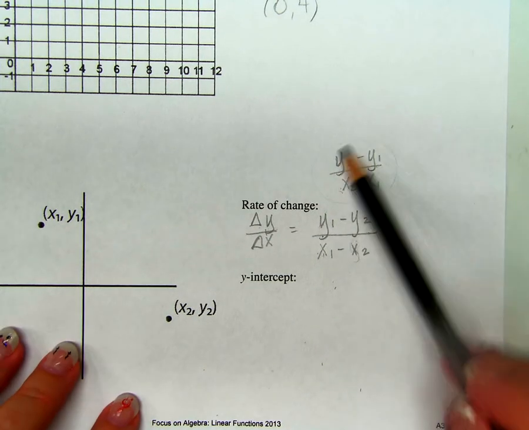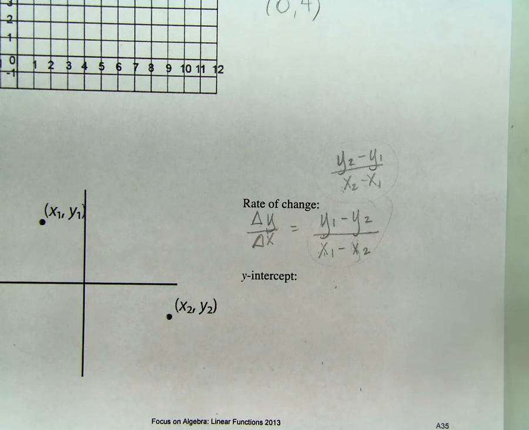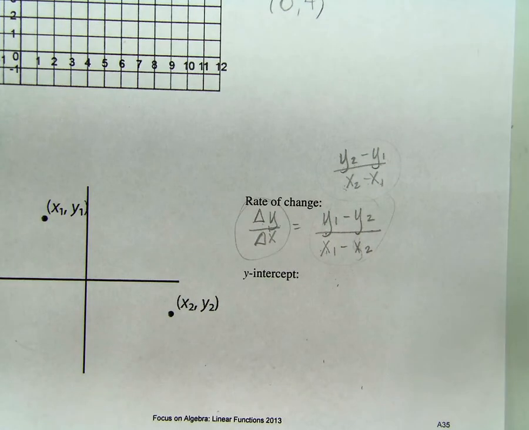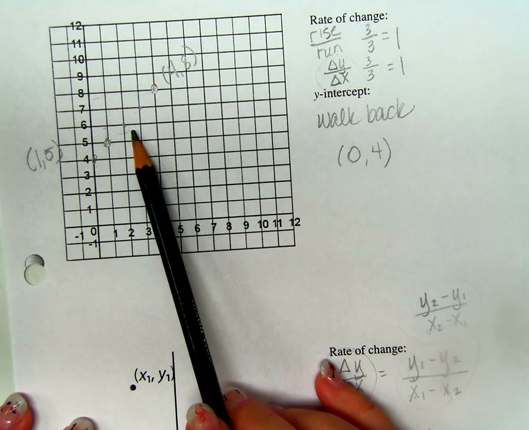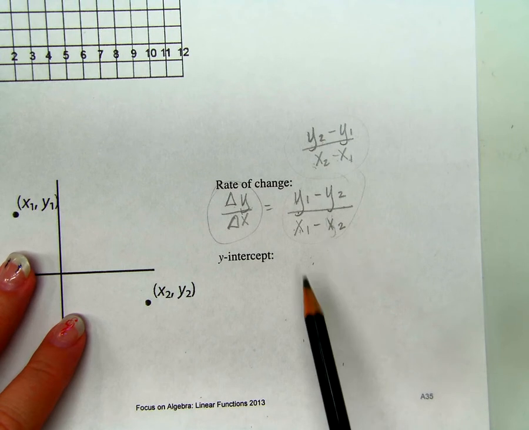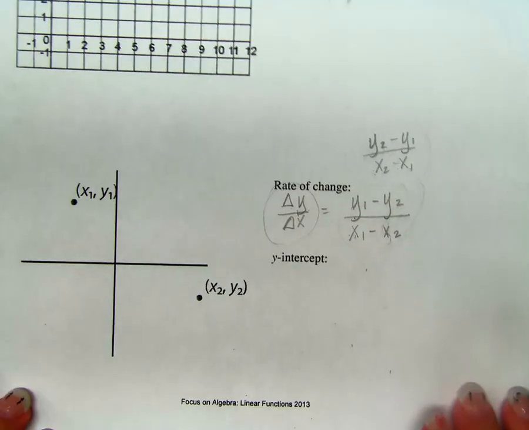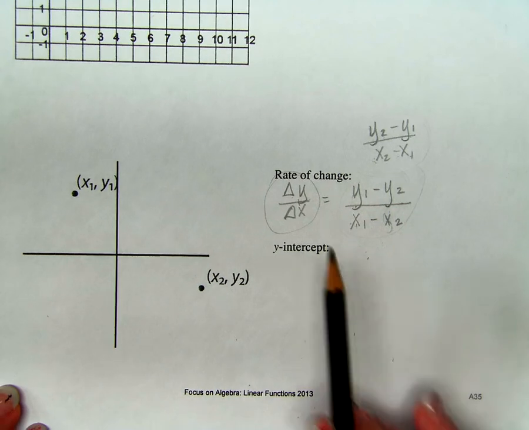This is the quote-unquote formula for rate of change, or the formula for slope that you might see in a textbook or in a formula chart. But really, what we're finding is the change in the y's divided by the change in the x's. Okay? Up here we counted. Down here we can do subtraction. But do you see that they're the same? Okay? How about y-intercept?